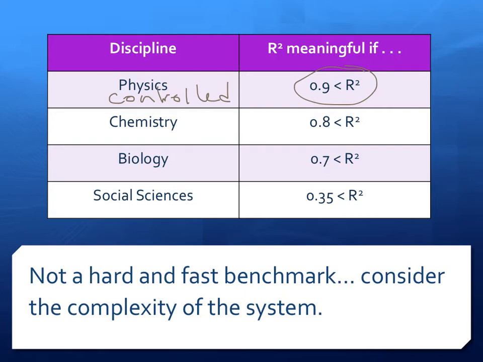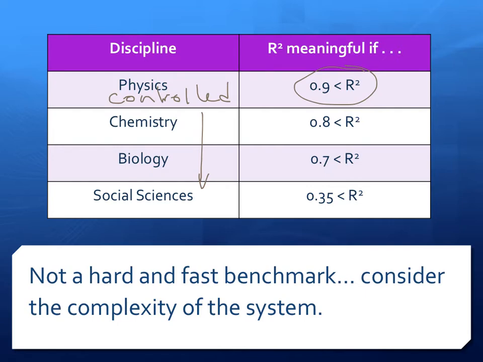But as we head down here, you will see the complexity of the system increases. Consider biology, all of those genetic mutations and variations that affect living things. If we consider social sciences, all of the factors that go into that. And when we think of social sciences, we're thinking about economic theories, okay?